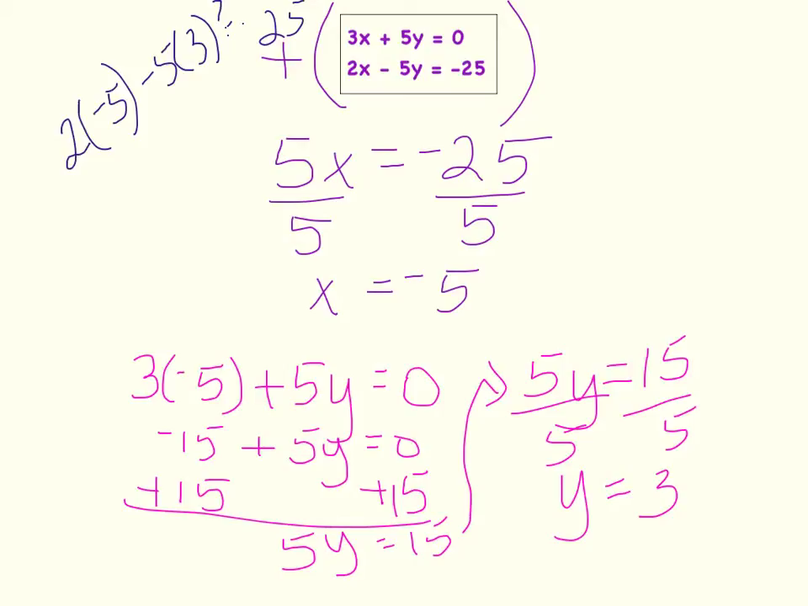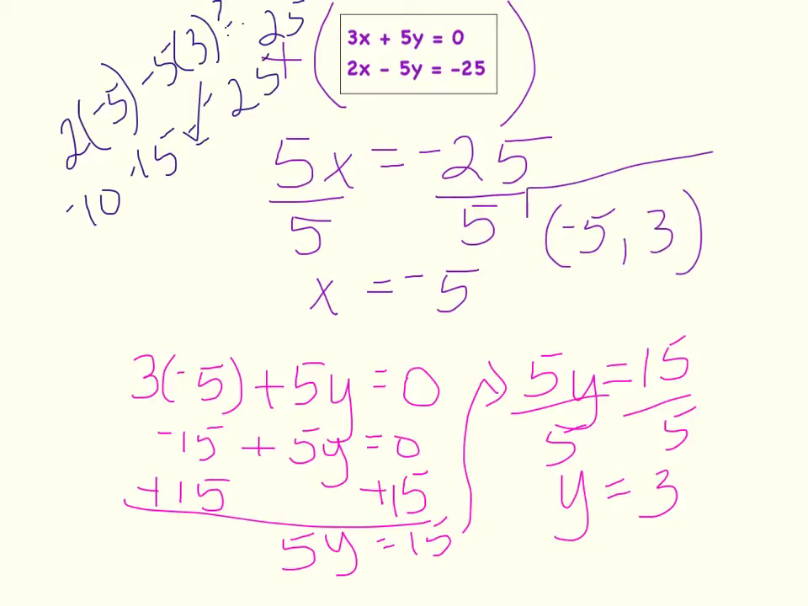Okay, so 2 times negative 5 is negative 10. Negative 5 times 3 is negative 15. And does that equal negative 25? It sure does. Negative 10 minus 15 is negative 25. So now that I know my answers check, I'm going to write it as an ordered pair. So here I go. I have x equals negative 5, and my y is 3. And so there's my answer. Now let's do another example.